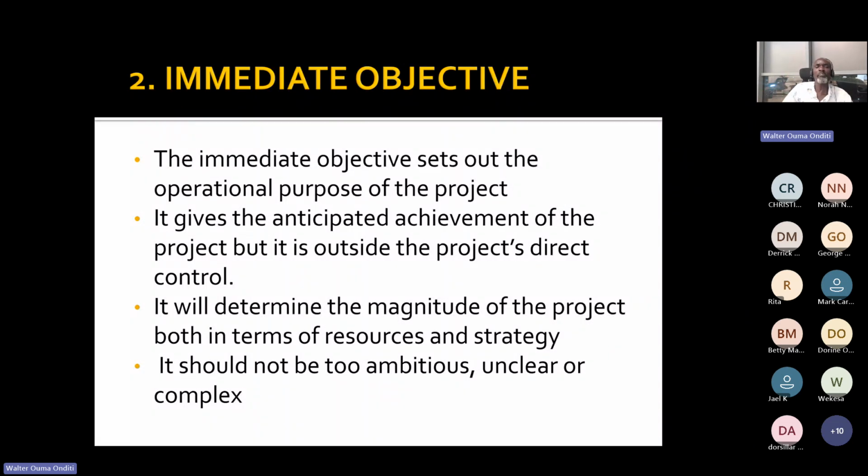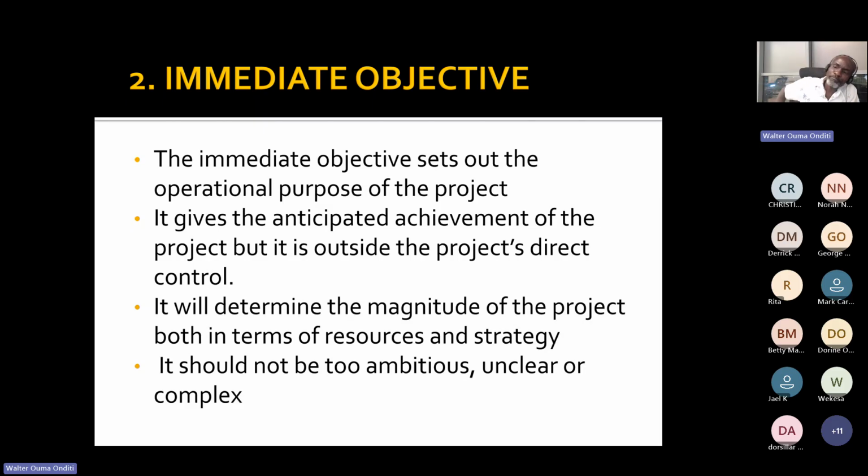And this one is a must condition. Every other intervention that has been designed, and of course, some results are actually expected, even if you are going to report to the donor, this is a condition, it must really be met. For the impact, you may be lenient because it takes a longer period of time and a lot of surveys have to be done. But this has to be realized. Of course, it also calls for a survey, but it must be realized. So it gives the anticipated achievement of the project, but is outside the project's direct control.